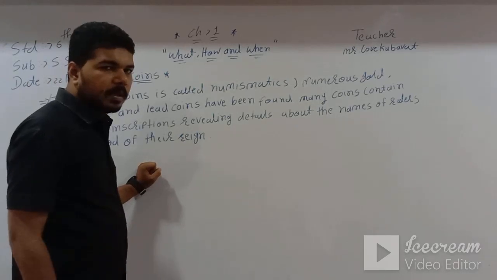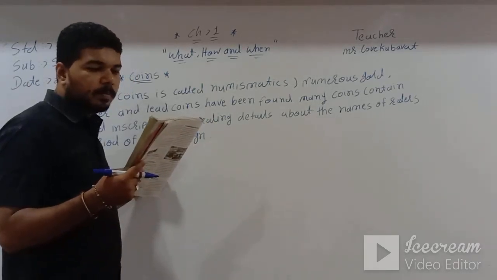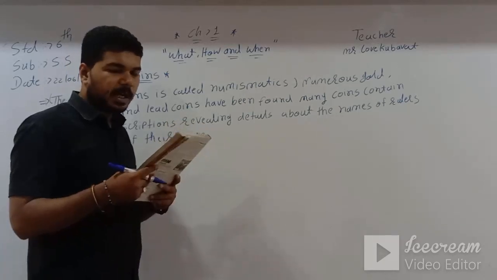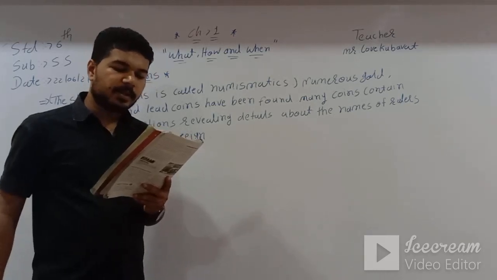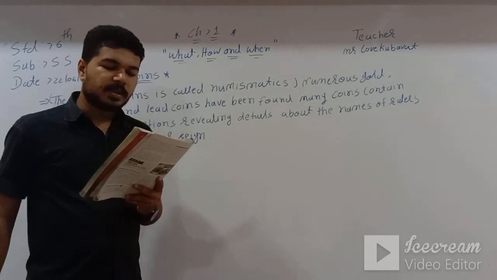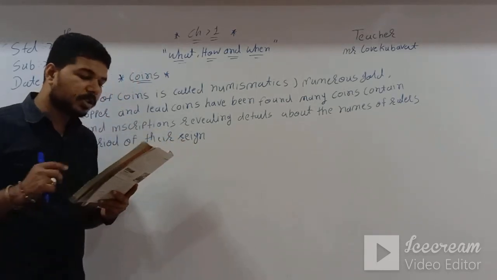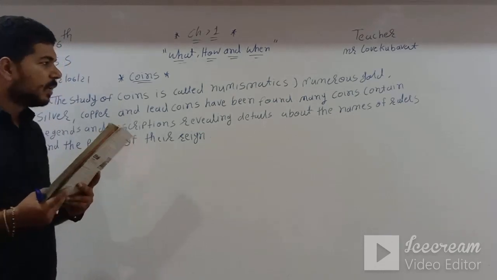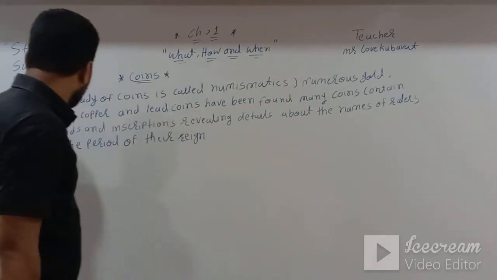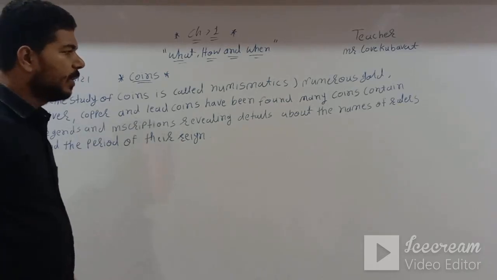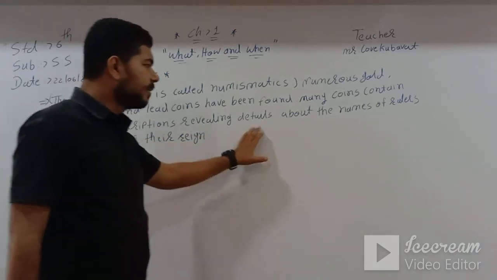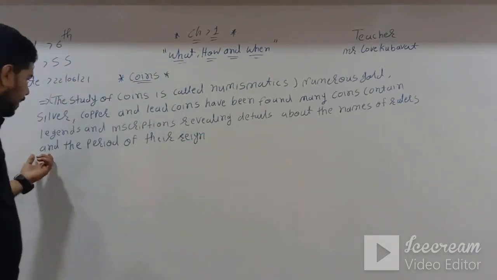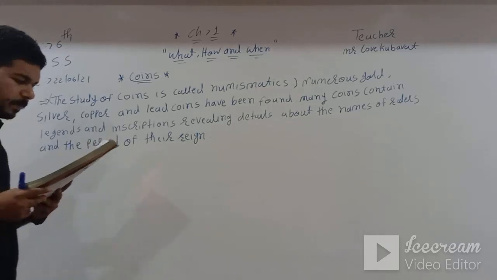As an example, the Mauryan period. How do we know that the time period was the Mauryan period? Because the Ashokan edicts inscribed on rocks and pillars have helped historians to reconstruct the history of the Mauryan period, and Ashokan coins were also found. Many coins contain legends and inscriptions revealing details about the names of rulers and the period of their regime.